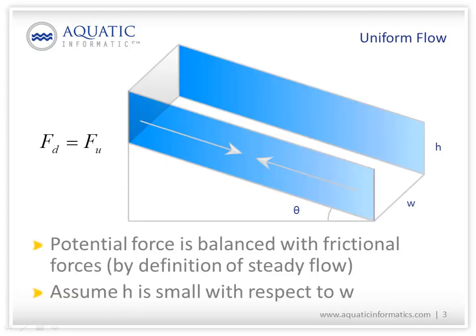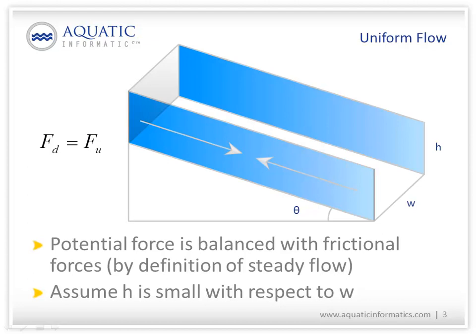It is a truism in rating curve development that we're talking about steady uniform flow, but what does that mean exactly? If we look at our idealized channel with a width W, a depth H, and a channel slope of theta, because we've defined this uniform flow channel to be in a steady state, steady flow condition, that means that the rate of flow is neither increasing nor decreasing at a given moment in time. So that means that the forces driving flow are exactly balanced by the forces resisting flow.